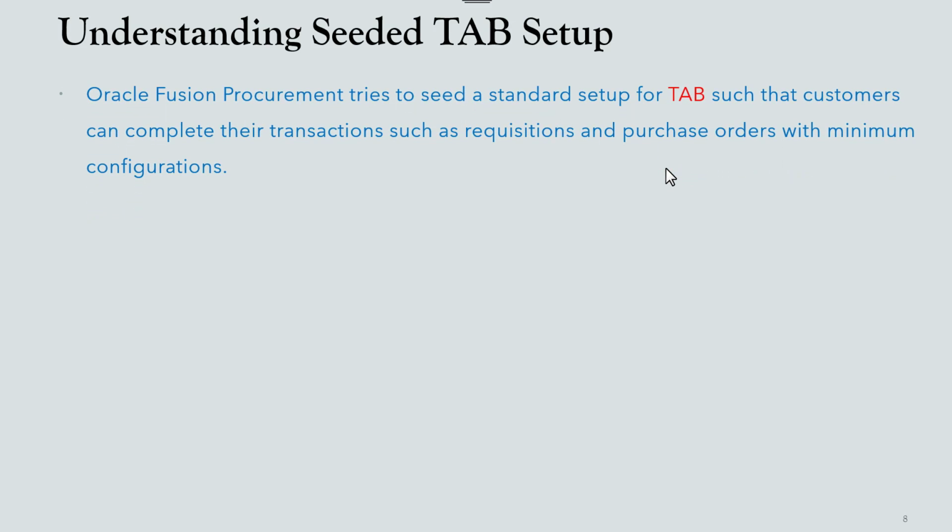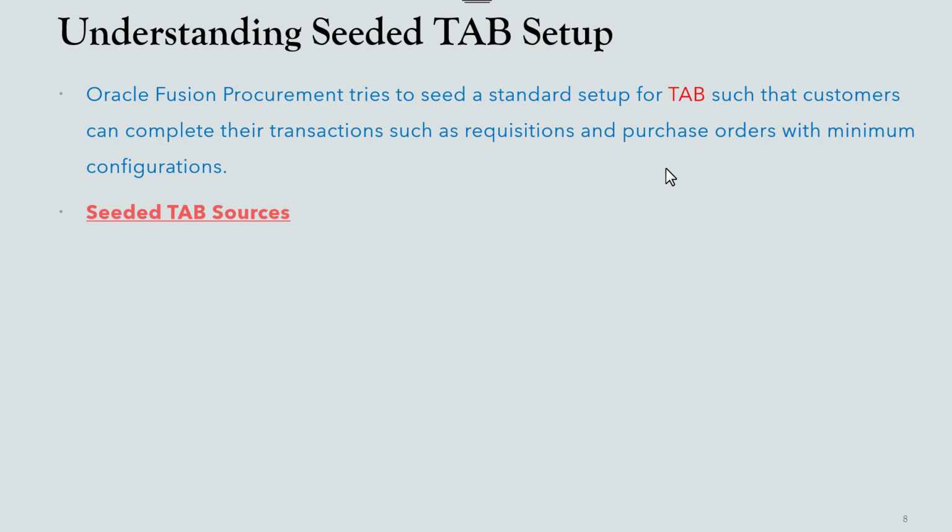Understanding the predefined or seeded TAB setup. Oracle Procurement Cloud provides a predefined standard setup for TAB so that customers can complete their transactions, such as requisitions and purchase orders, with minimal configuration. Most typical business needs can be addressed using the delivered setup with minimal modifications. These slides will explain the predefined setups.